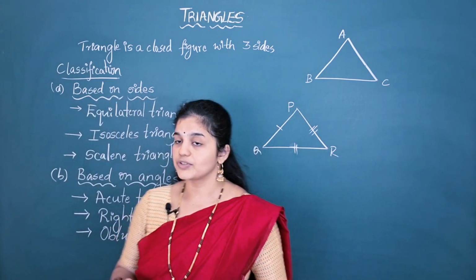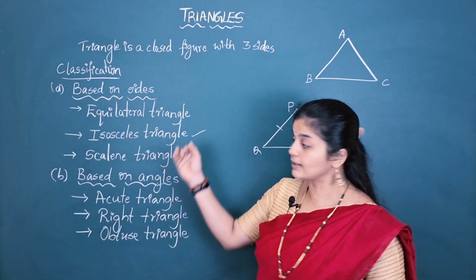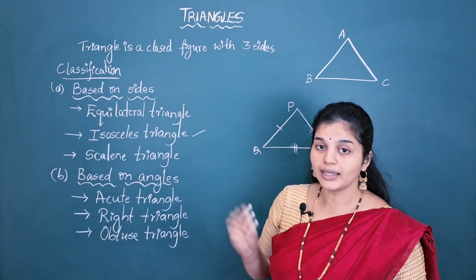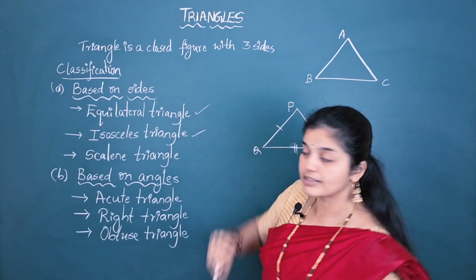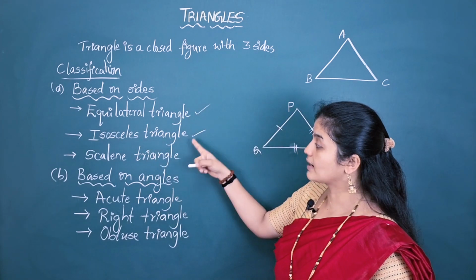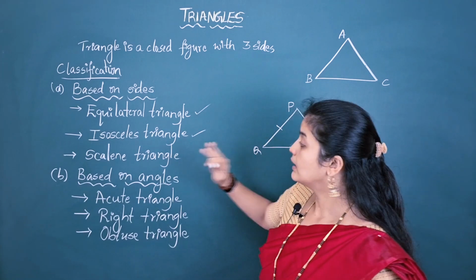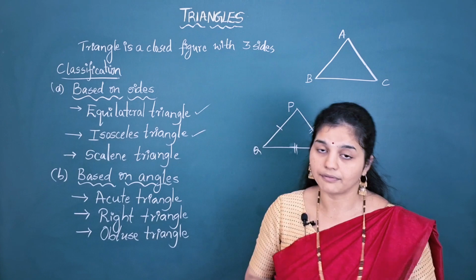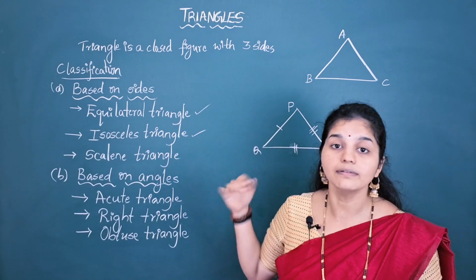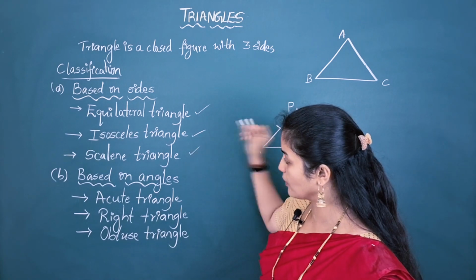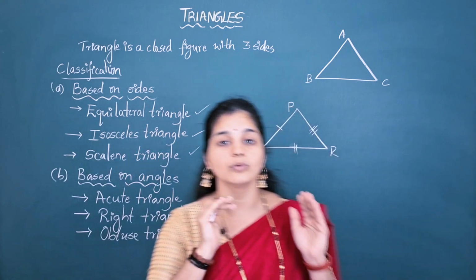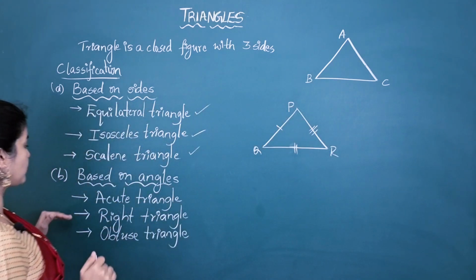So these are the classification based on sides. Based on sides there are three classifications. Equilateral triangle is where all the sides are equal. Isosceles triangle where any two sides of a triangle are equal. Then we have scalene triangle where all the three sides have different measurements. Okay, so we have discussed the classification of triangles based on sides.